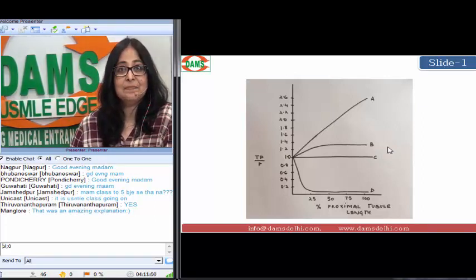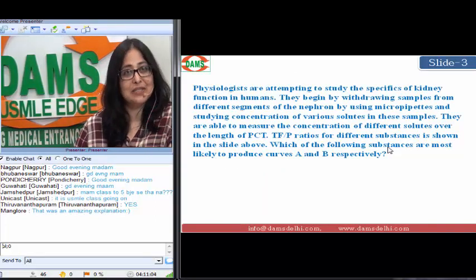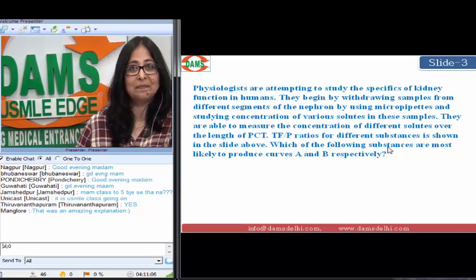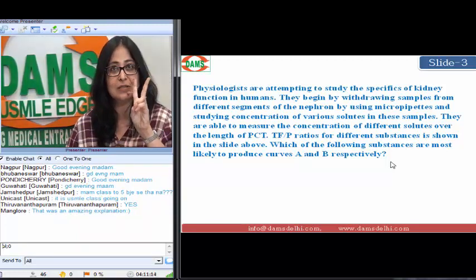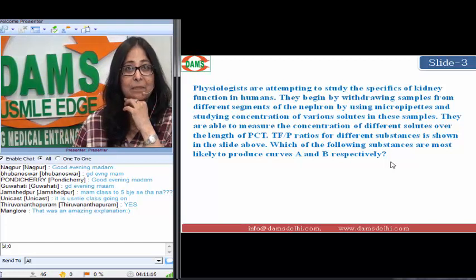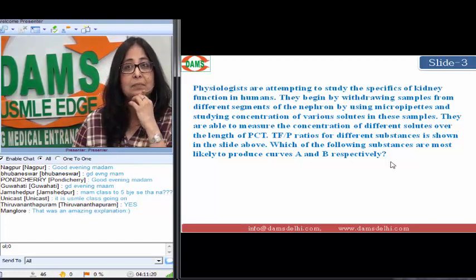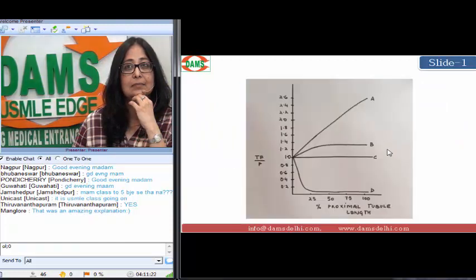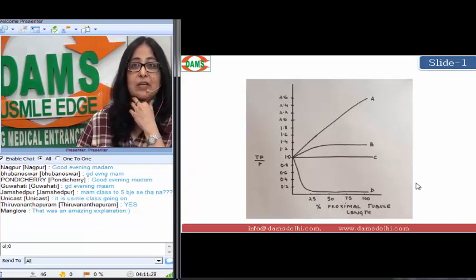Let's see this. But let's now look at the USMLE pattern of question, which will be asked from the same topic. Now this says, which of the following substances are more likely to produce curves A and B? So you have to look at two substances, which are giving you A and B. And if you remember, A and B are both with TF by P ratios more than 1, right?